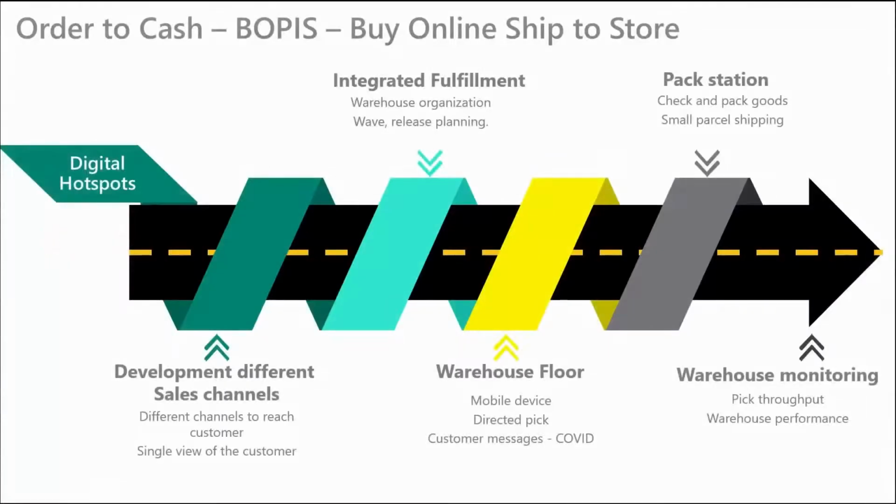Let's have a look at a demo of some of these capabilities in action. In this demo, let's have a look at a scenario of buy online, ship to store. Specifically, we'll have a look at taking the sale, integrated fulfillment with the warehouse management, the shop floor control capabilities, through to the warehouse monitoring. For the scenario, we'll have a look at someone buying online and shipping to a store so that they could try something on before they take it home.